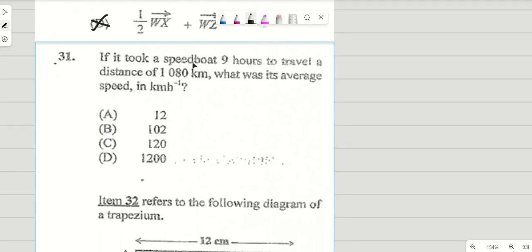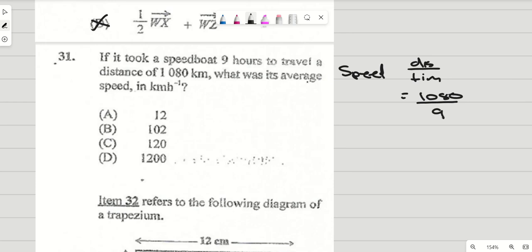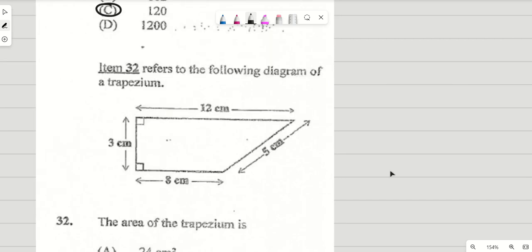Number 31. If it took a speedboat 8 hours to travel a distance of 180 kilometers, what is the average speed? We know that speed is distance over time. So the distance is 1080 divided by time, which is 9, which is 120, which would be C.